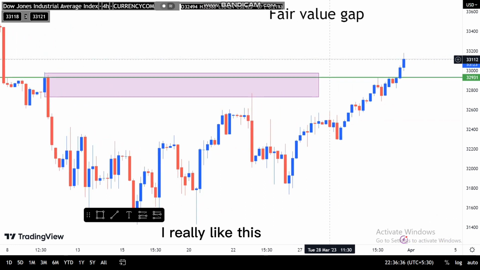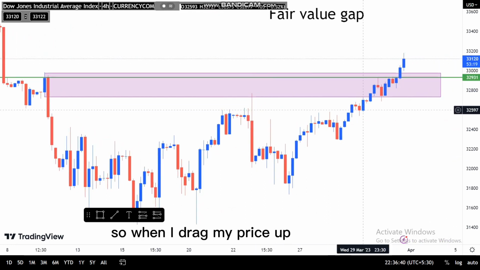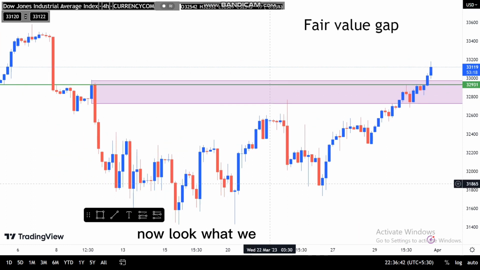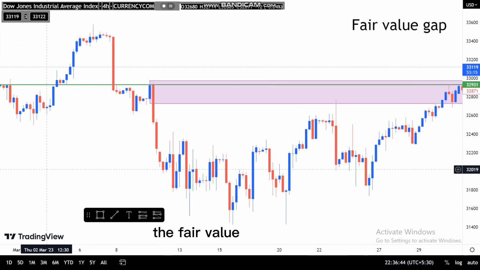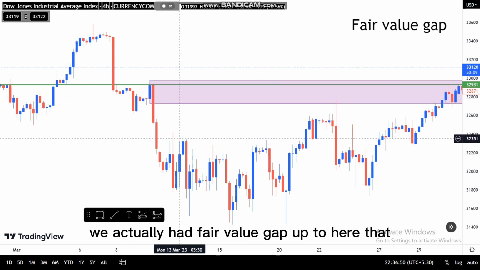I really like this concept. So when I drag my price up to this side, you can see, now look what we have, traders. With the fair value gap we have this gap here. You can see this gap here. We actually had a fair value gap up to here that was filled.